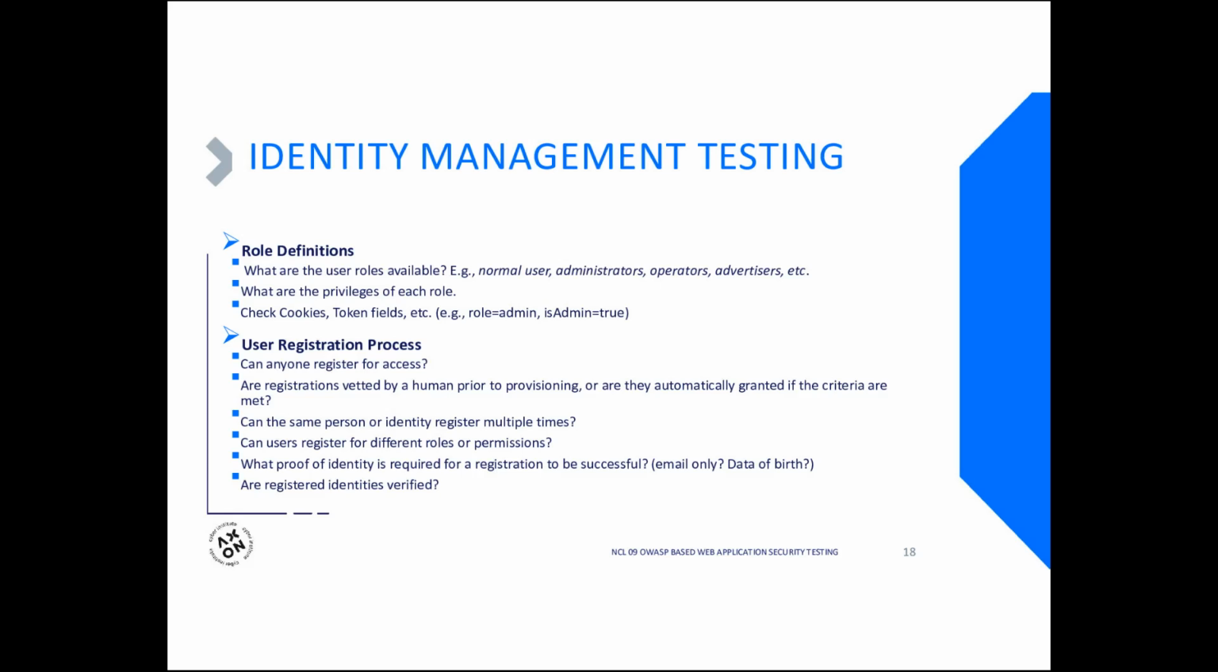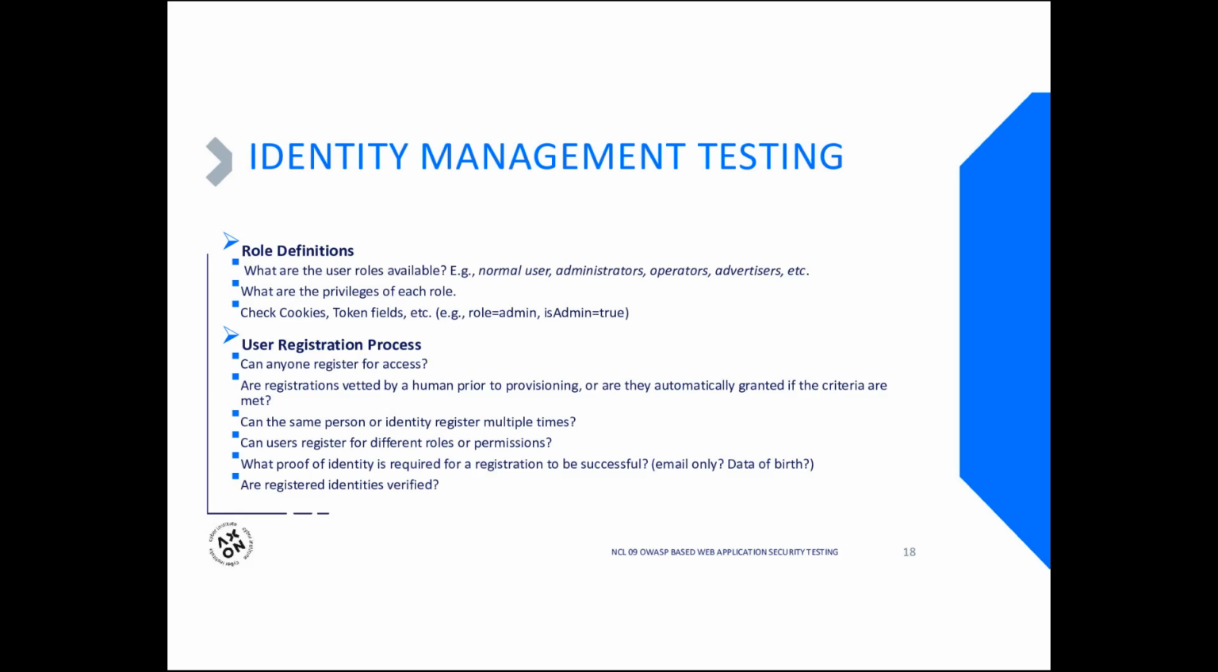What roles are there? Sometimes if you are doing white box testing, this can be easy by reviewing the source code. But if it is black box, you might need to do a lot of trial and error. Sometimes the roles are revealed in cookies or token fields or post data. For example, you might see things like role equals admin, or isAdmin equals true or false. These are clues to what roles are there. After having defined what roles exist, now it's time to check what the registration process looks like. Does your target give people the ability to register for themselves, or does it require an administrator in the background manually registering people?